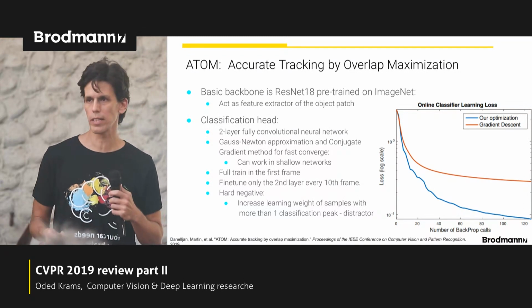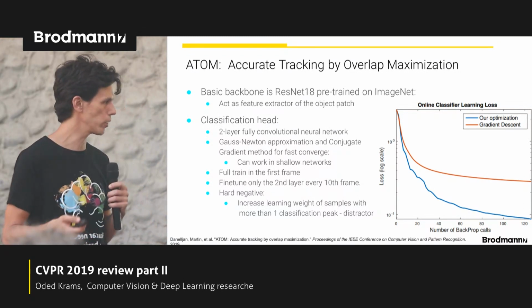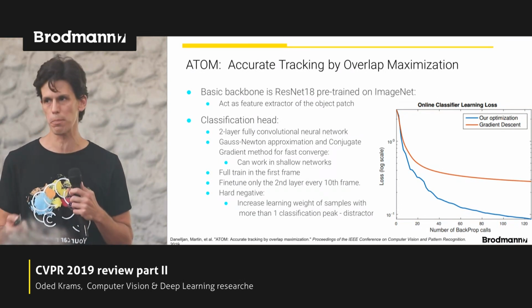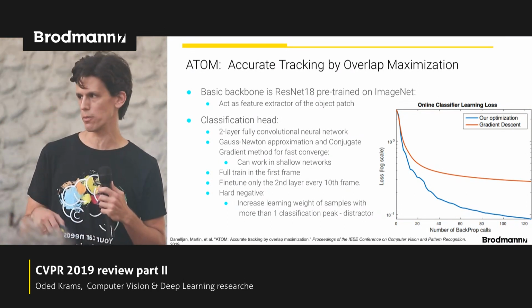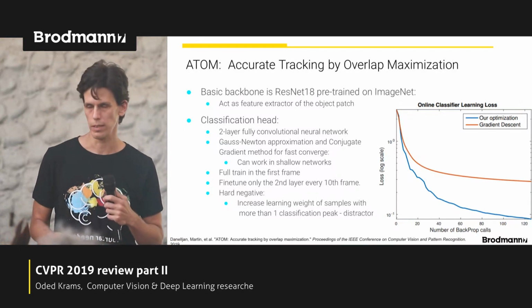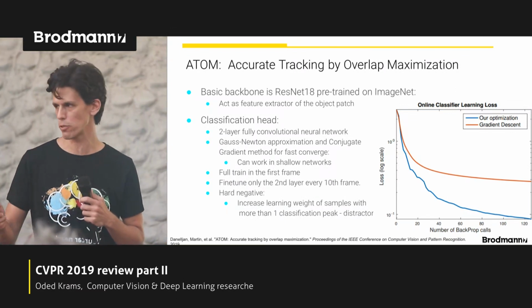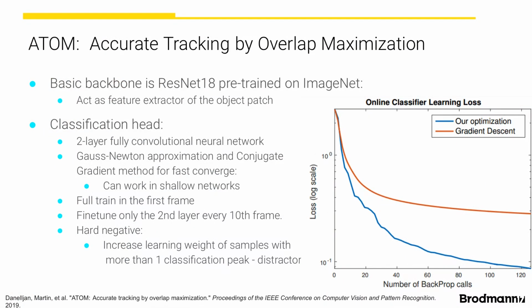They apply some hard negative mining by increasing the learning weight of samples where they have a distractor, meaning they have 2 peaks in their classification result. So they have the main peak that's supposed to be the object that they want to track, and another peak that is a distractor.